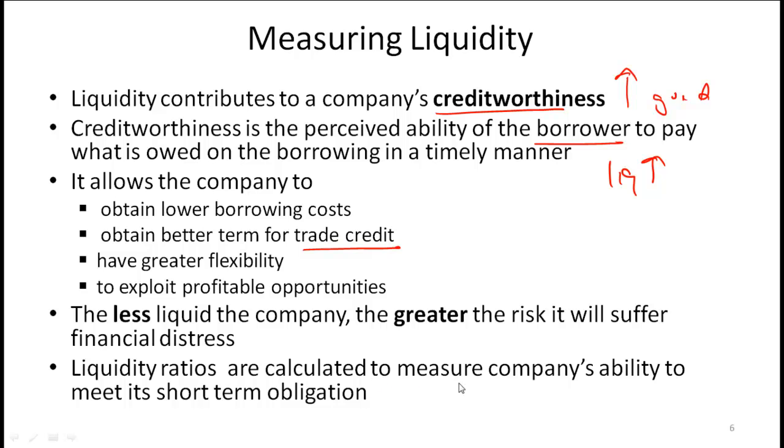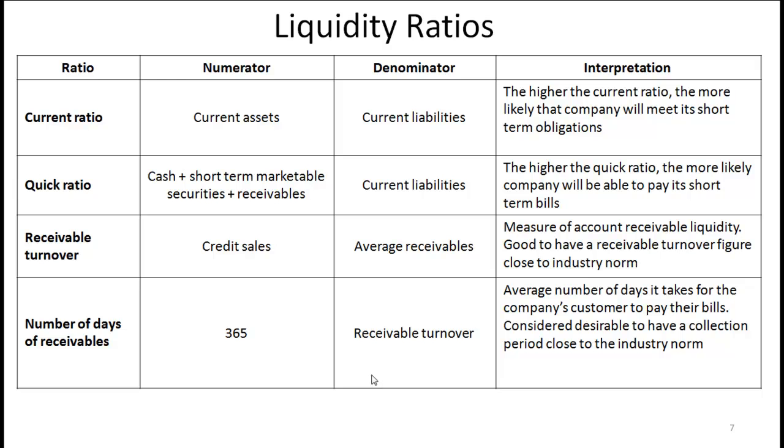Liquidity ratios are calculated to measure a company's ability to meet its short-term obligations. So let's now look at several liquidity ratios. And these should be very familiar because we have just completed our topic on financial reporting and analysis. So I won't spend too much time on this. Just very briefly, your current ratio is current assets over current liabilities. All else equal, a high ratio is good. With the quick ratio, it's most of your current assets with inventory removed. Again, a high ratio is good.